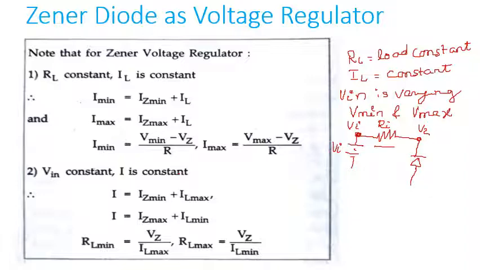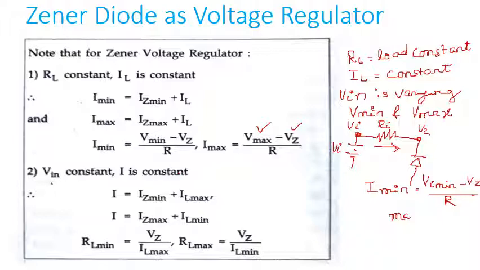If you find out this current I, it can be minimum when Vi is minimum, minus Vz divided by R. By Ohm's law, I is equal to V by R, where V is the voltage difference between the two ends of the resistance. I minimum is Vi minimum minus Vz divided by R. I maximum is, as shown here, V maximum minus Vz divided by R. So I minimum is Iz minimum plus IL.